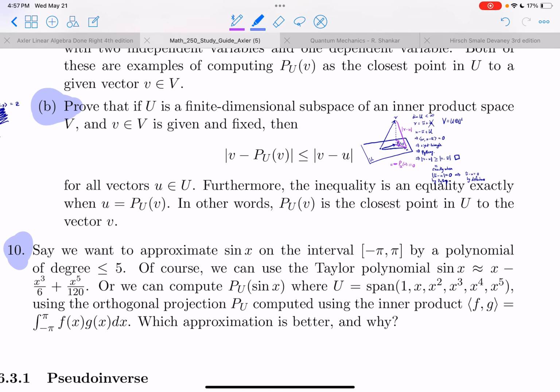Take a moment to read number 10. Okay, so what's interesting is that these are 2 different answers, right? The Taylor polynomial is definitely in the space U, but according to this inner product, the integral, it's a worse approximation of our function. Okay, so the difference here is local and global.